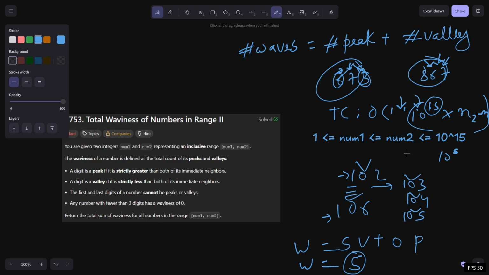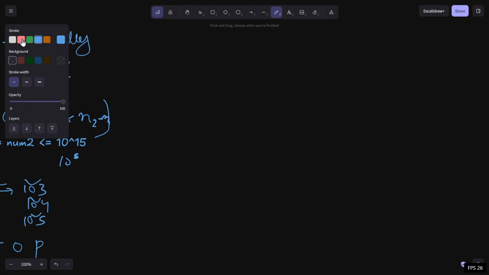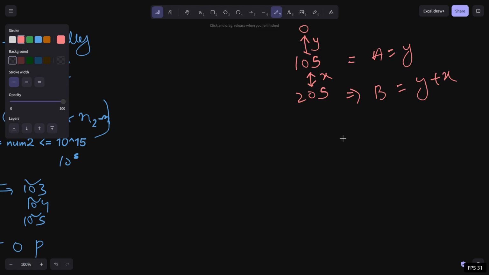So instead of doing this, another approach we are going to follow is this: suppose we have to calculate from 105 to 205. Instead of calculating x directly, we first calculate y, then calculate y plus x, and do b minus a, which is y plus x minus y, and that's how we're going to get x.